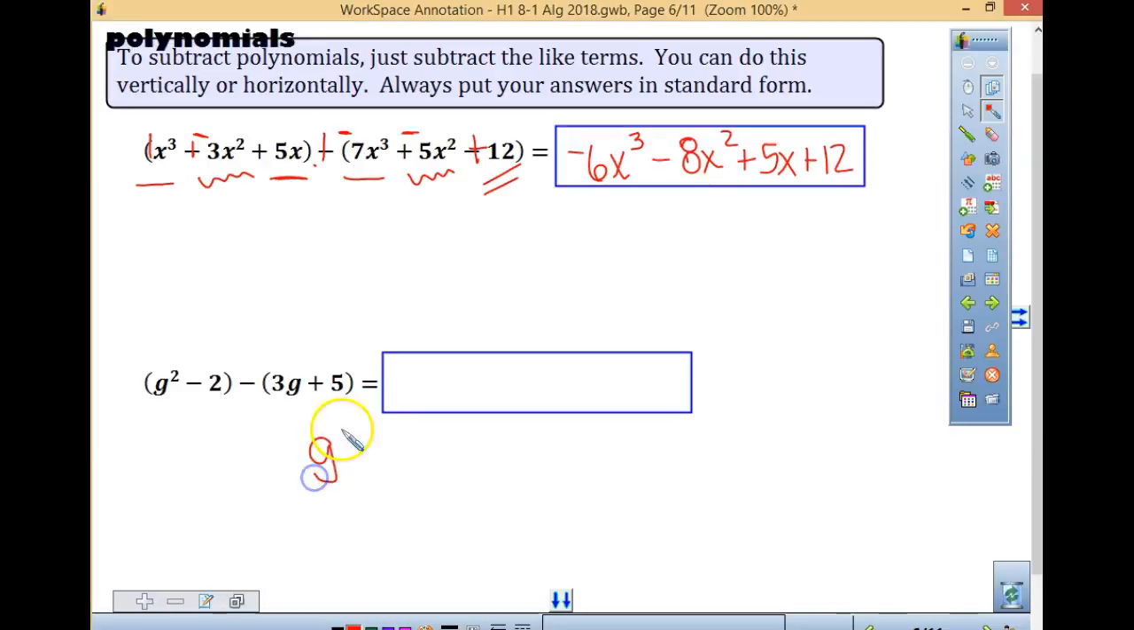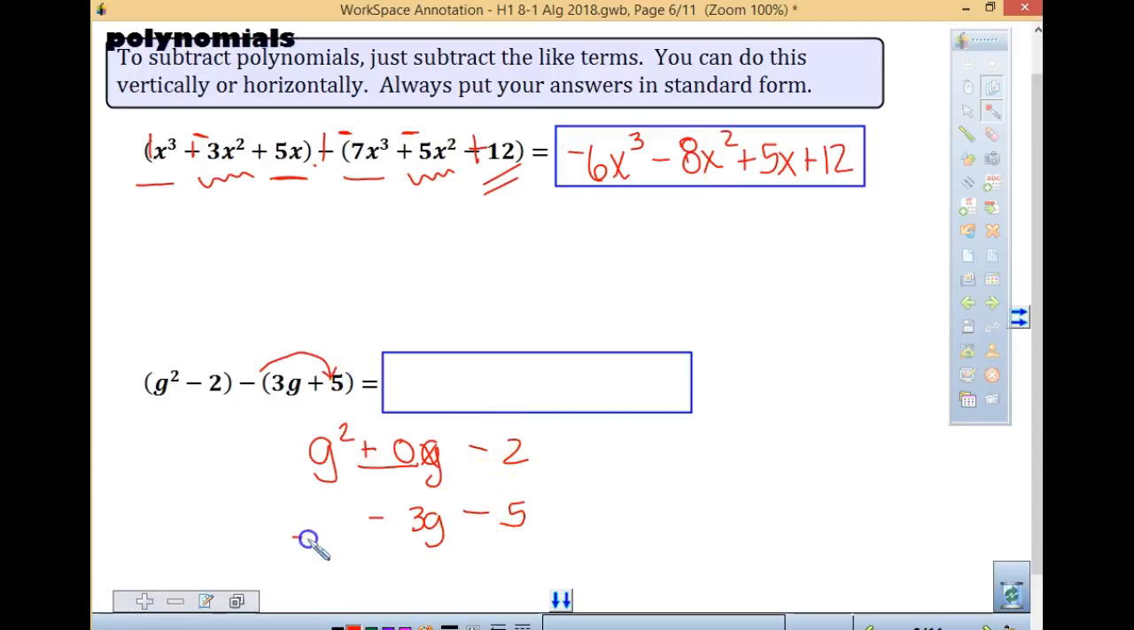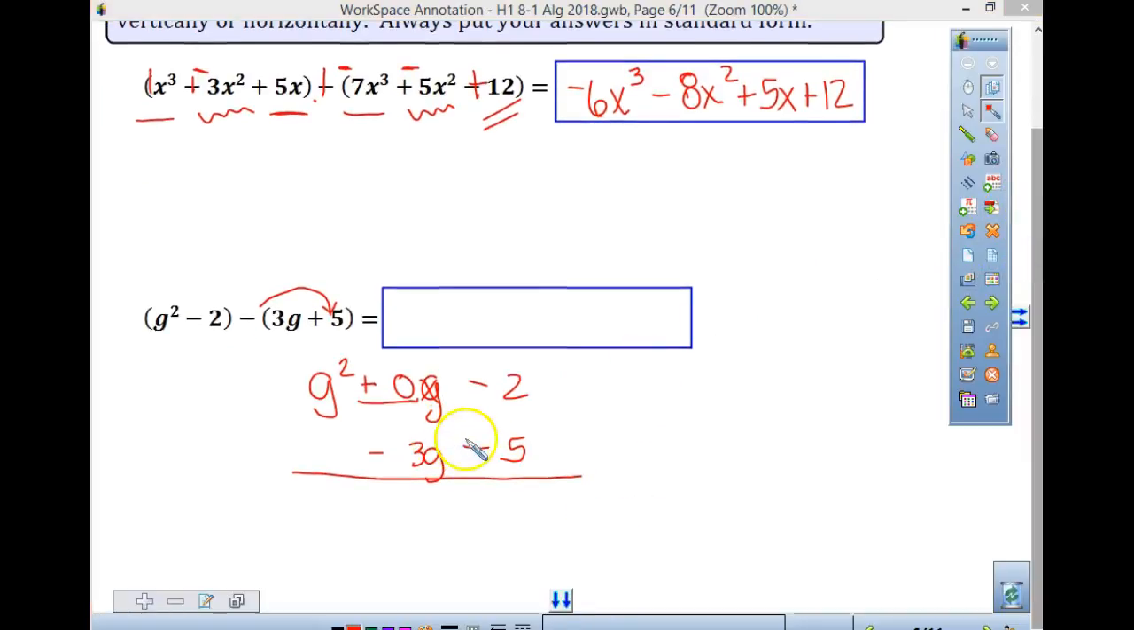So we're going to have g squared. We don't have a middle term, right? So we kind of have a plus. And if it helps you to put 0x, you can put 0g, right? And then we are going to have minus 2. Down below that, we have minus 3g. So we're going to have a negative 3g. And we are going to have not plus 5, but a minus 5. Does that make sense? Or plus a negative 5 if you wanted to write it that way.